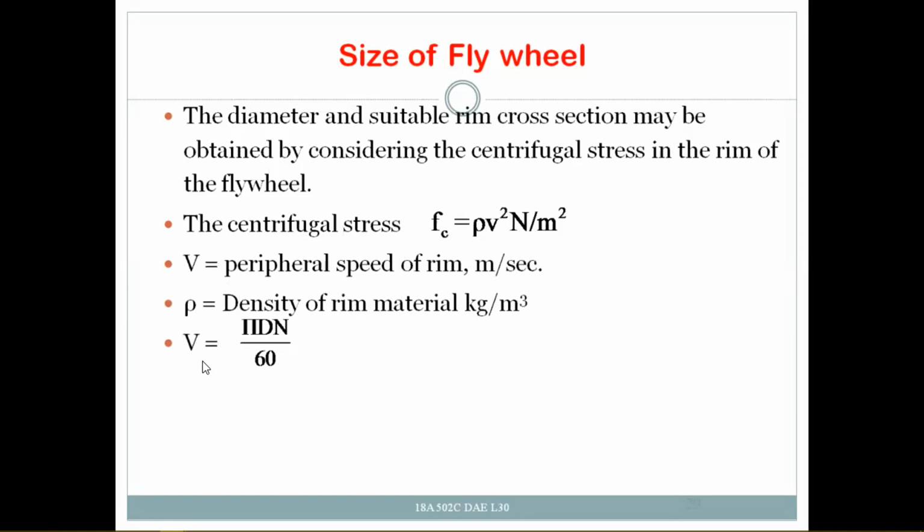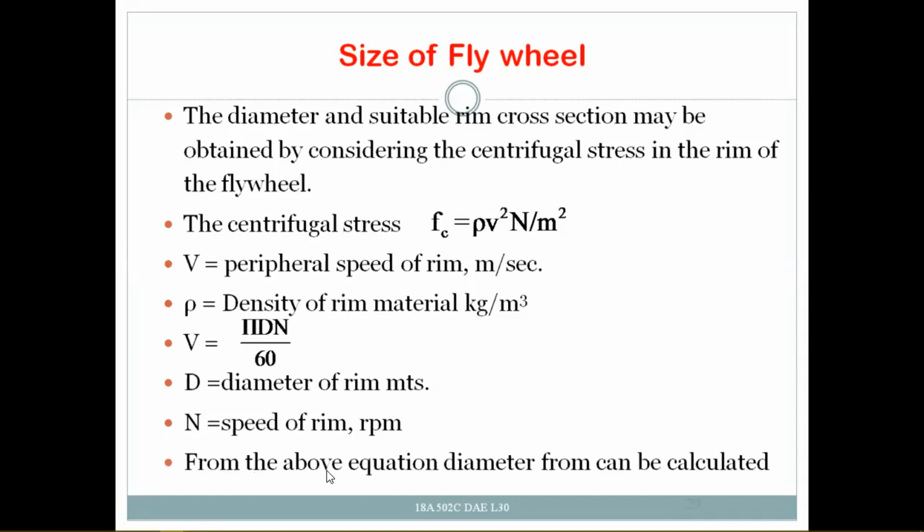And V, the peripheral speed of the rim, is equal to pi dN by 60, where d is the diameter of the rim in meters, and N is the speed of the rim in revolutions per minute. And from the above equations, the diameter of the rim can be calculated by using Fc is equal to rho v square and V is equal to pi dN by 60.